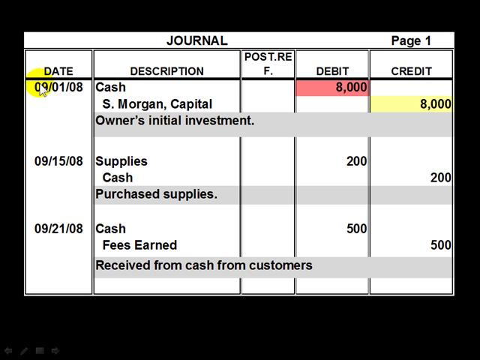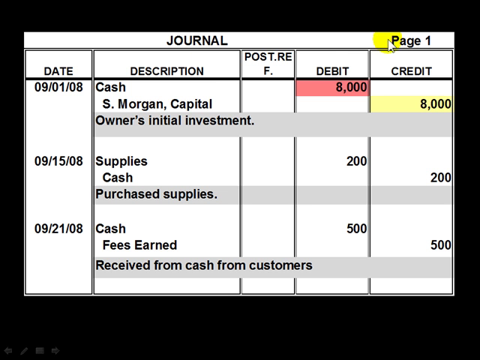And note that I have my date of September 1st, debit cash $8,000, credit S Morgan Capital $8,000, and I put my description. This is if you're doing accounting by hand, and we teach it by hand to start with. Then on the 15th, I bought supplies for cash for $200. So I debit supplies for $200 and I credit cash for $200. And then I received cash from my customers for services rendered. So I got cash of $500 and fees earned, which is my revenue of $500. So this is a typical journal.